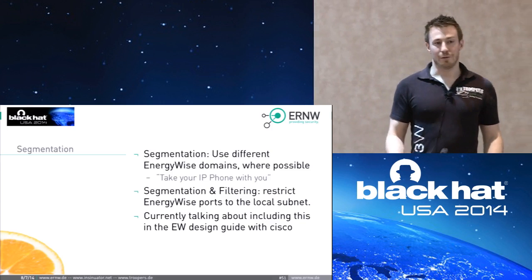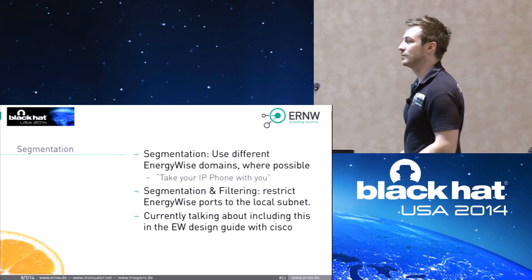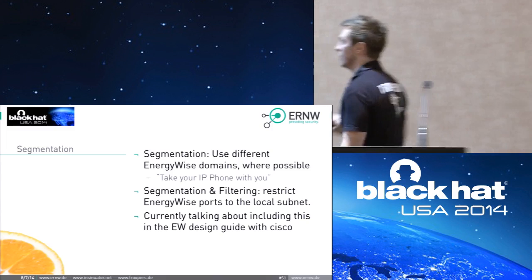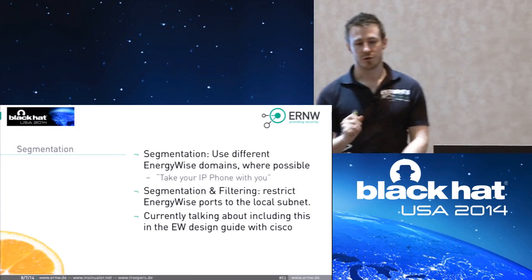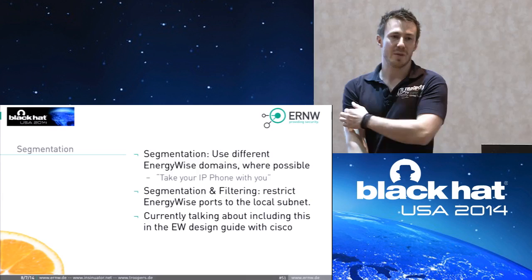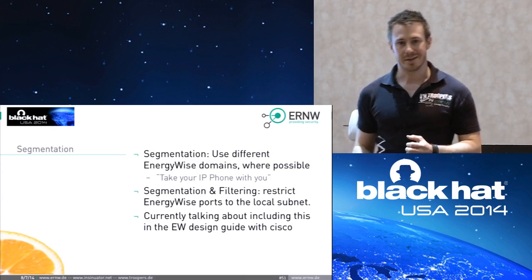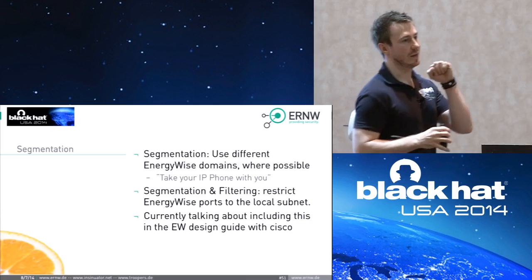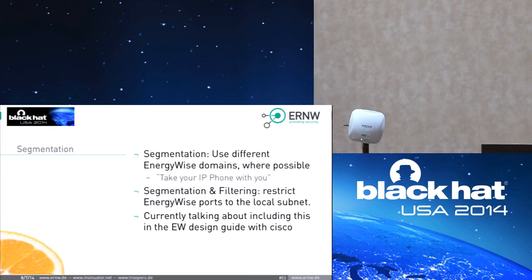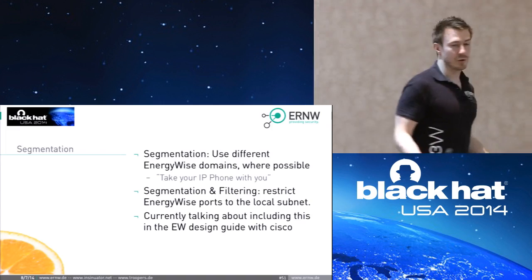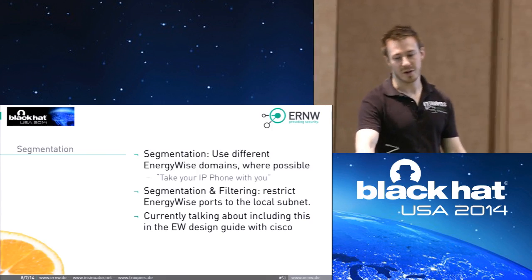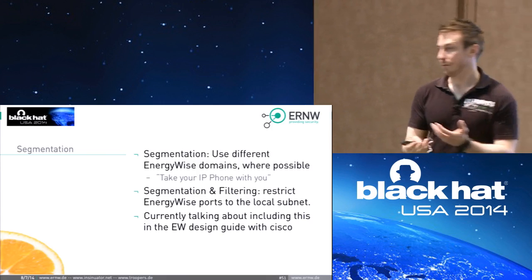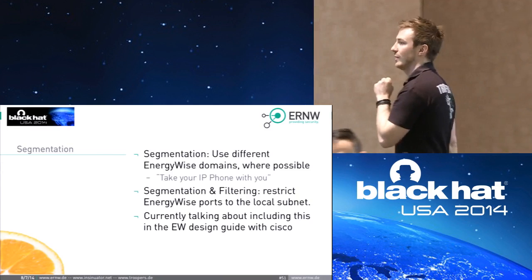And then, my favorite part, segmentation. This is where you can actually do a lot. Whenever it's possible, you should use different EnergyWise domains. The problem with that is every device can only be a member of one EnergyWise domain. This is not a problem for endpoints, but of course it is for the domain members. Because then you have a physical constraint to an EnergyWise domain.